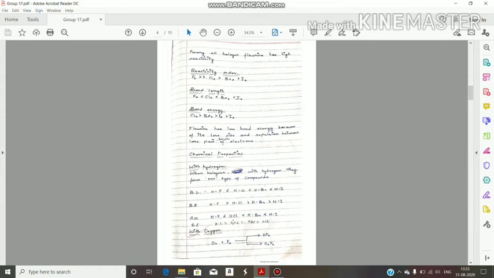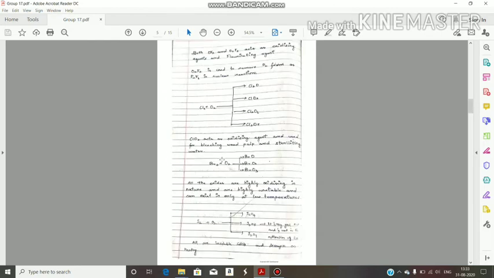So this is about hydrides of 17th group elements. Next one, with oxygen. That means when these elements react with oxygen, what happens? See, in case of fluorine, when fluorine reacts with oxygen, it can form two types of oxides. One is OF2 and one more is O2F2.